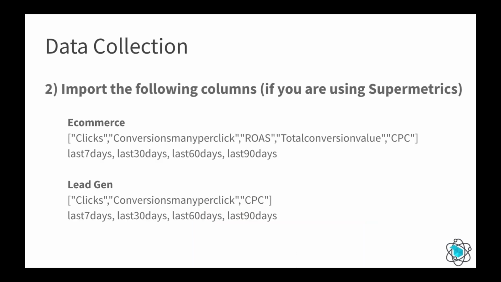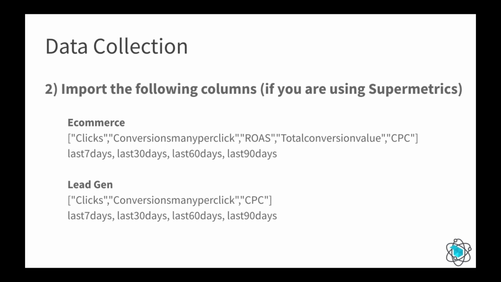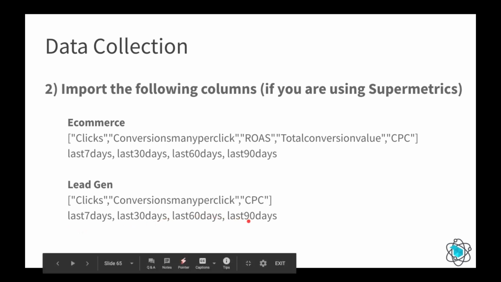The second point is the data collection. In this example, we are giving the details if you were to use Supermetrics. So if you're using Supermetrics and you're on e-commerce, you can simply copy and paste this data. If you are using Supermetrics and you're a lead gen, you can use these columns. But the main point is that you want to import into the Google spreadsheet the clicks, the conversions, and the cost per click that you got in the last 7, 30, 60, and 90 days.